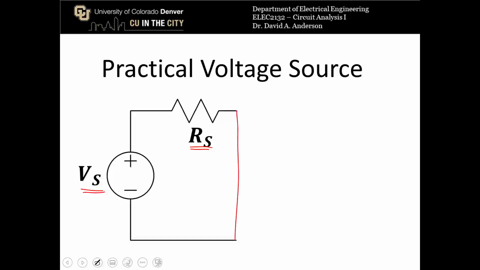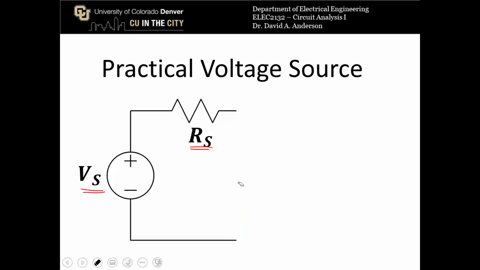In the case of a practical voltage source, the current supplied when shorted is going to be V sub S divided by R sub S, which is non-infinite and therefore more realistic.